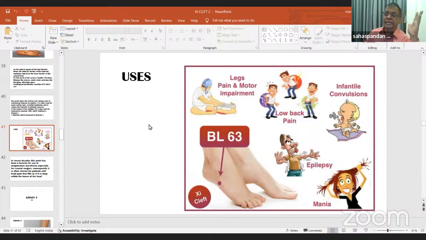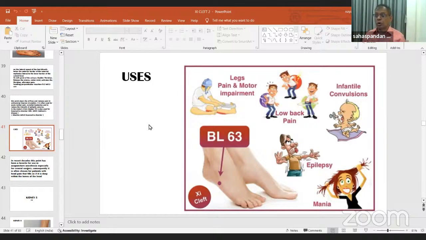So in the recent 100 years, this point has been a favorite for use in acupuncture anesthesia. So UB63 is used in acupuncture anesthesia, especially in cranial surgery, cranial brain surgery. There is a very precise needling technique to perform acupuncture anesthesia for cranial surgery.